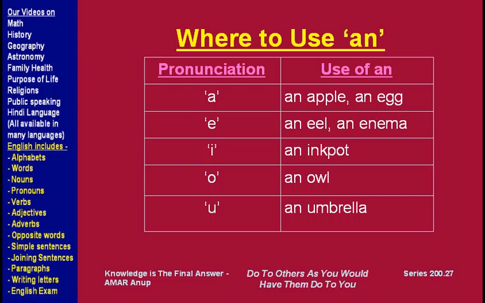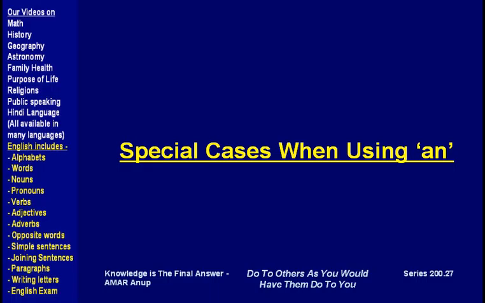The next is an owl. So the pronunciation is starting with O, which is a vowel. And the last example here is an umbrella, where the pronunciation starts with a, umbrella. So when the pronunciation starts with A, E, I, O or U, then we use an, and we will look at variations of these in the next few minutes. Now let's talk about special cases when using an.